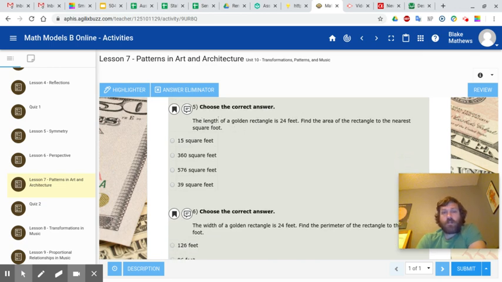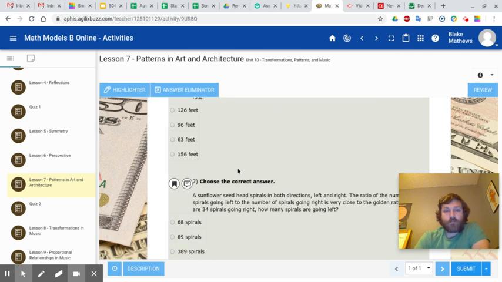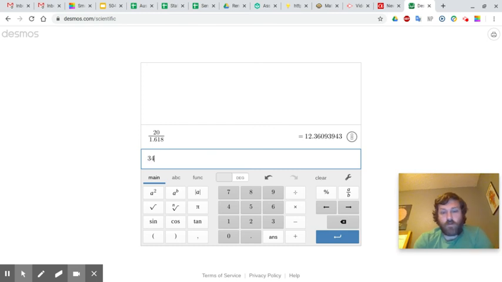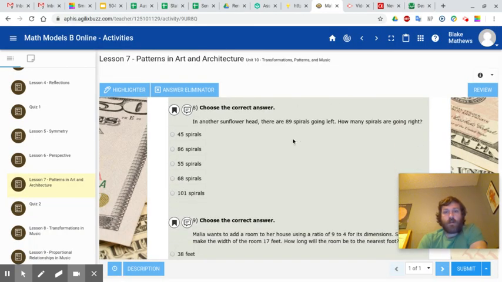This one, they give you the length. You need to find the width and then multiply to find the area. Again, you need to find the width to find the length, just like in the previous problems, and then use those together to find the perimeter. This is more of the same. The ratio is very close to the golden ratio, so every other one increases by that amount. If there are 34 spirals going right, we're going to do 34 times 1.618. So there should be about 55 in the next one. More of the same here.